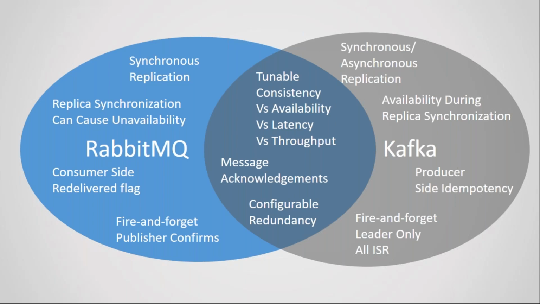And on the Kafka side, we have idempotency on the producer side, as long as you set those configuration settings. It does reduce throughput, but if you really want to avoid duplication, it's very handy.